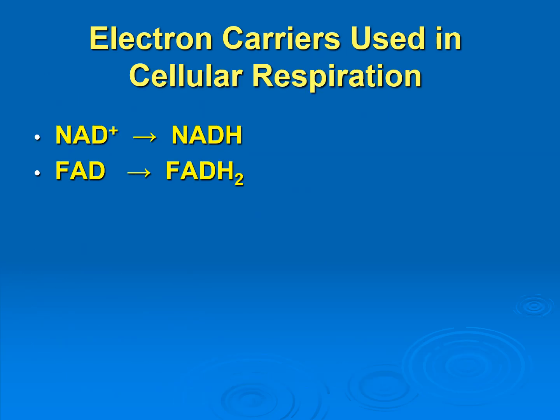All right, so we've got some electron carriers that are going to be used in cellular respiration, because as we break apart our glucose and break those chemical bonds, we're actually going to be ripping electrons off of the glucose. And those electrons actually contain energy. And we're going to be releasing some of that energy from the electrons and using that to make ATP.